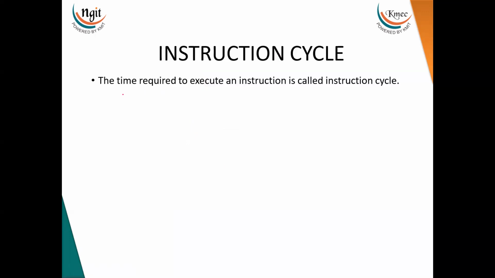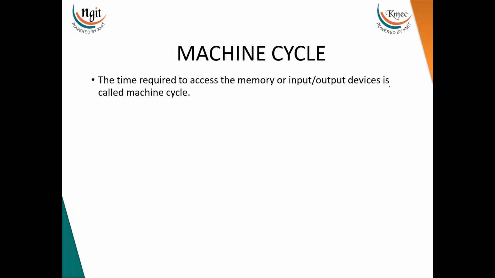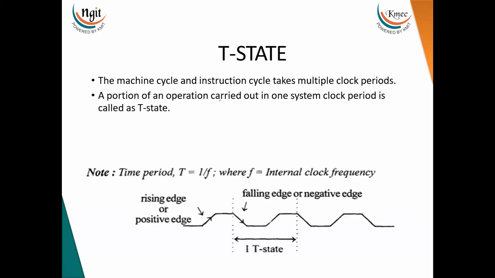So now the next one is the instruction cycle. What is the instruction cycle? The time required to execute an instruction is called the instruction cycle. Now, instructions are divided into machine cycles. What is a machine cycle? The time required to access memory or IO devices is called the machine cycle. That is nothing but memory read, memory write, IO write. How much time it takes to read and write, that is nothing but a machine cycle.